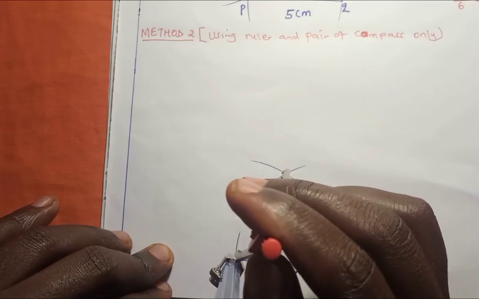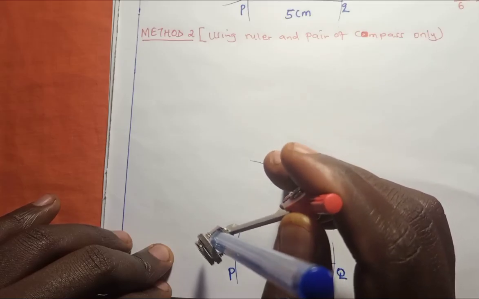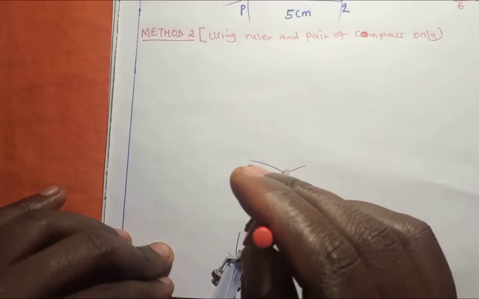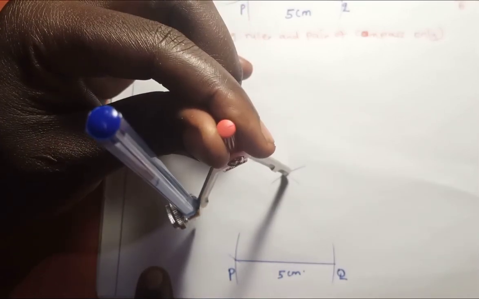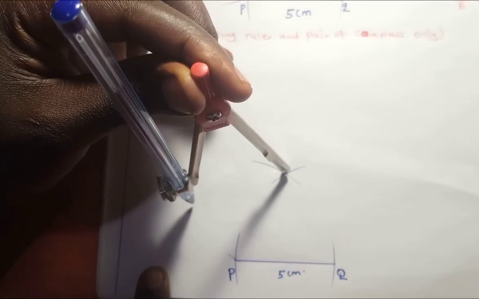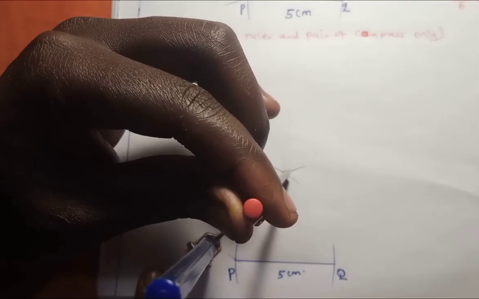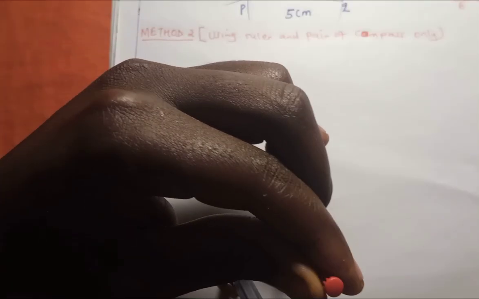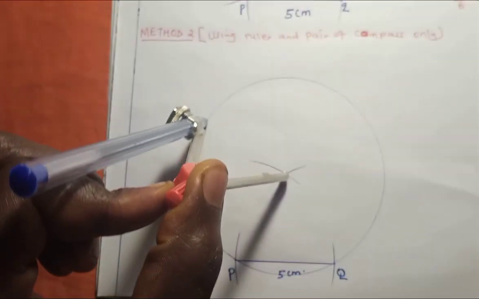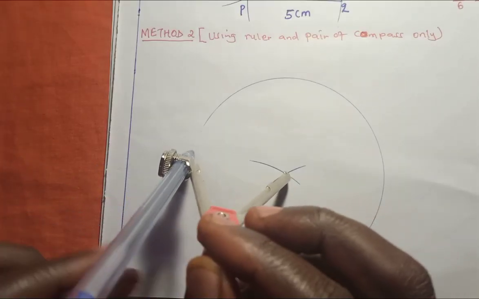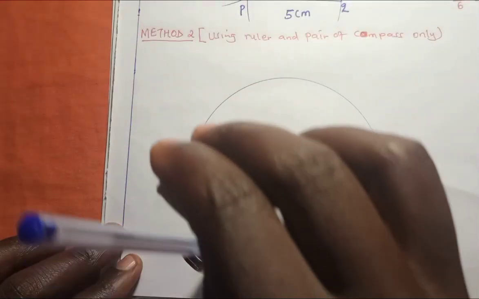Now for us to construct a circle, we are going to stand at the point where the two arcs met, and of course we are going to construct a circle that touches point P and point Q. This is the circle. This is the circle that touches point P and Q. Very well. This is the circle.